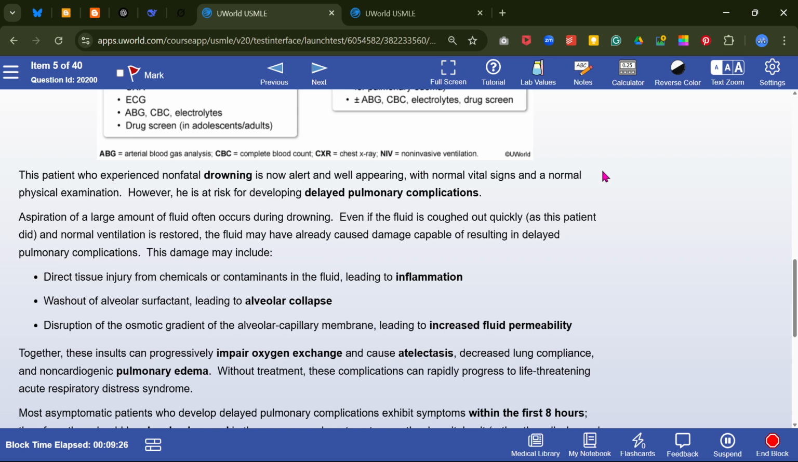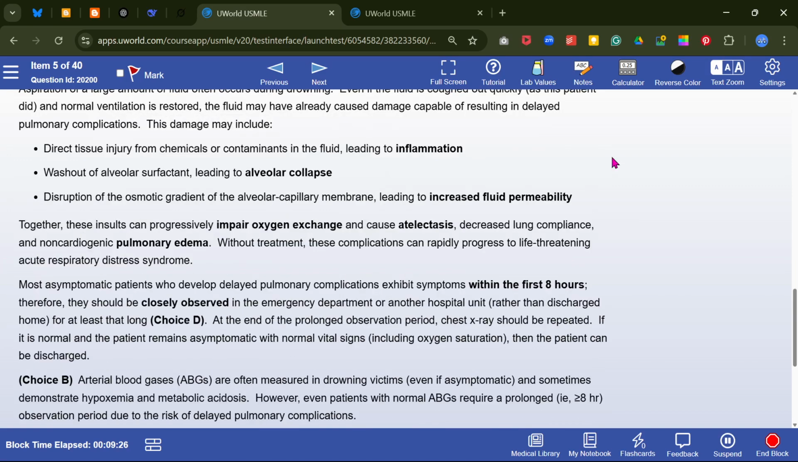Without treatment, these complications can rapidly progress to life-threatening acute respiratory distress syndrome. Most asymptomatic patients who develop delayed pulmonary complications exhibit symptoms within the first 8 hours. Therefore, they should be closely observed in the emergency department or another hospital unit rather than discharged home for at least that long. At the end of the prolonged observation period, chest x-ray should be repeated. If it is normal, the patient remains asymptomatic with normal vital signs including oxygen saturation, and the patient can be discharged.